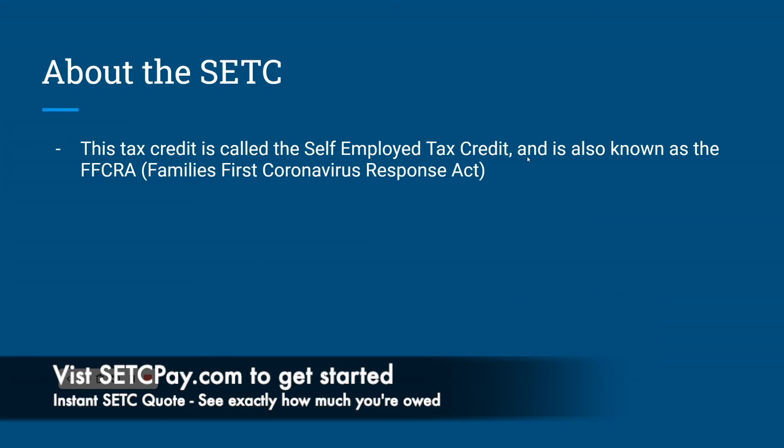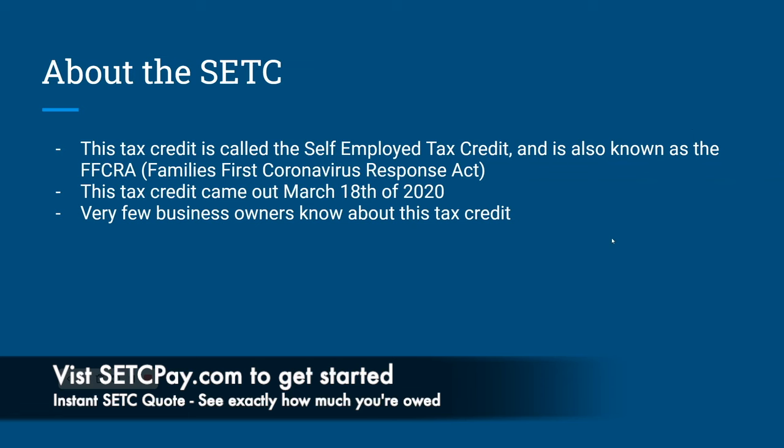About the SETC: this tax credit is called the Self-Employment Tax Credit and is also known as the FFCRA, Families First Coronavirus Response Act. Kind of a hard, long phrase to remember. This tax credit came out March 18th of 2020. It came out quite a while ago, but very few business owners know about it. It's not a marketed or well-publicized tax credit. Most people knew about the ERC and the PPP and all that kind of stuff, but there were also some hidden tax credits in there. And with this one, it's quite easy to apply for and to receive.